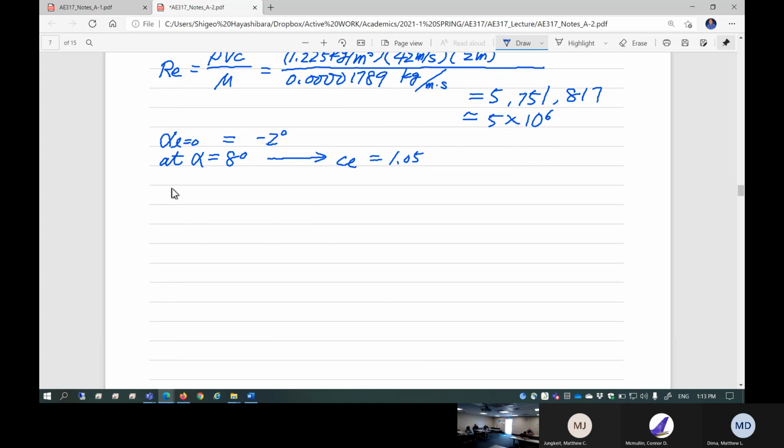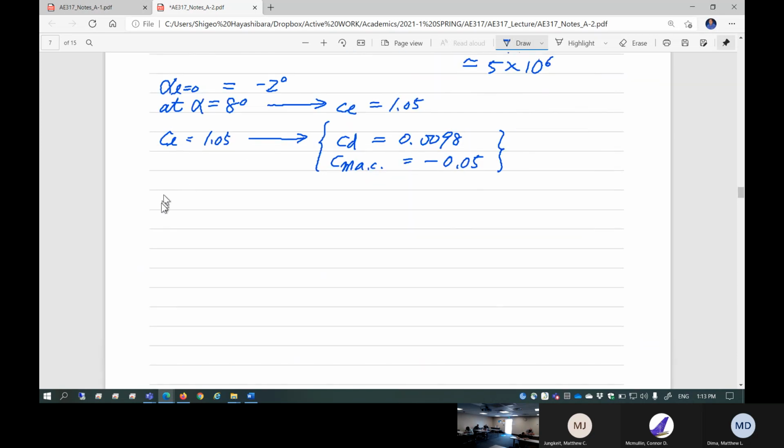Next, if CL is 1.05, you're going to take a look at the drag polar plot by yourself. What is the CD corresponding to it? I got 0.0098, something like that. And CMAC, I got about negative 0.05. Please make sure you read off the same value.